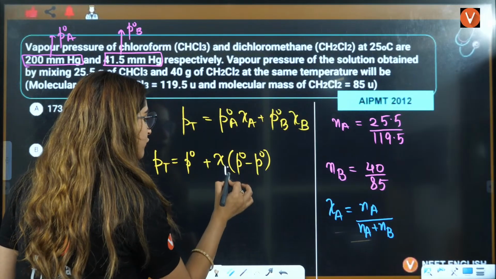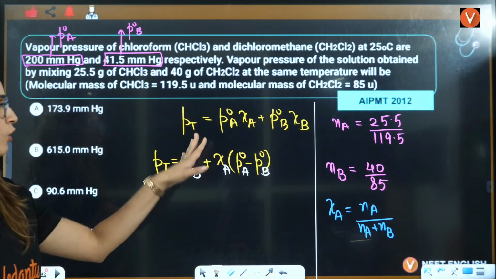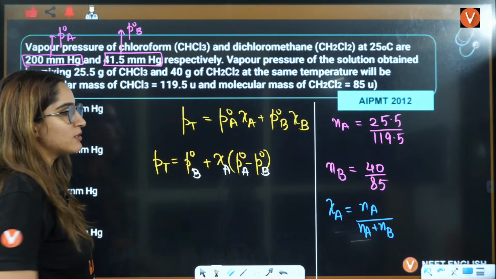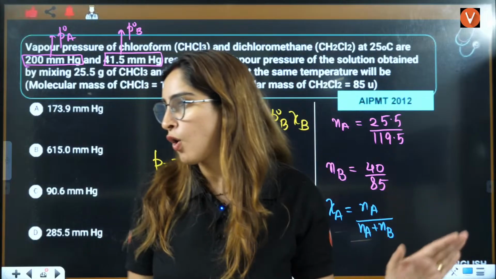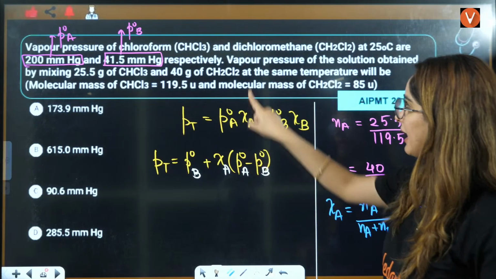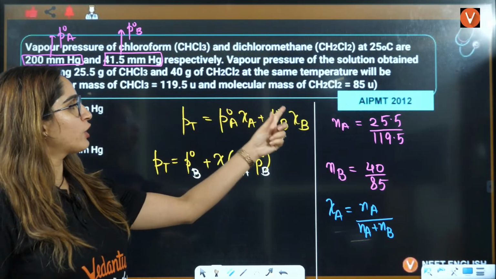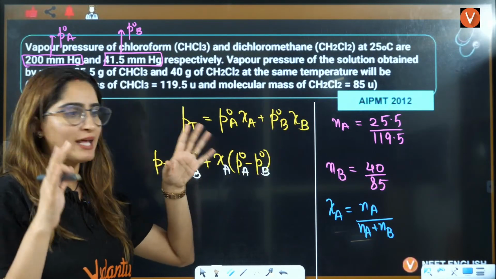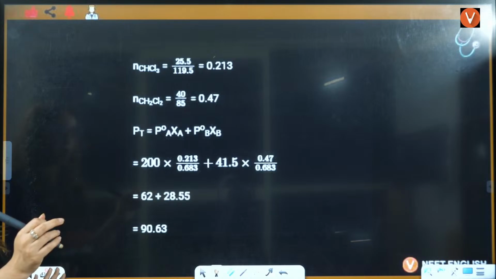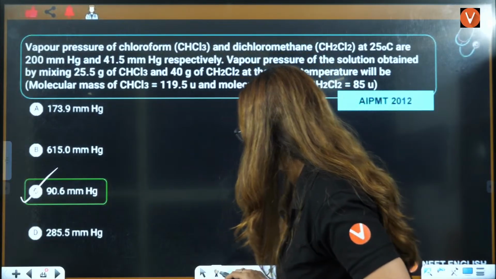That means this should be A, and if this is A, this should be B. P naught A and P naught B are already given to you. Mole fraction of A you can calculate here and then put all of this in this equation and you will get your answer. If you get into solving the value of mole fraction of B, that will get more lengthy. In this way, it will be solved more easily for you, right? After solving, you will get the value as 90.6 mm of Hg, right?